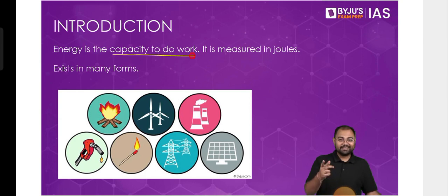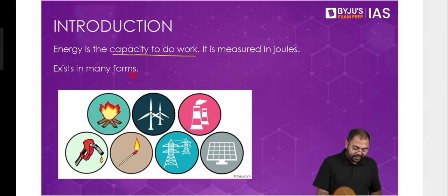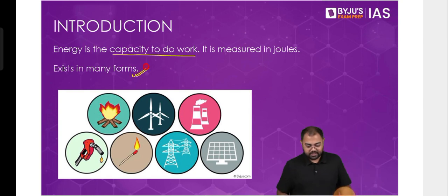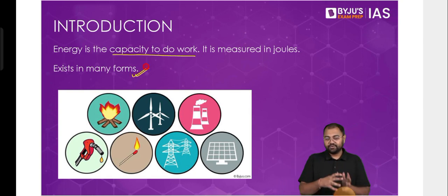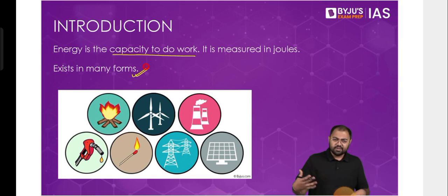So for doing anything, we need that energy, right? We need energy for doing work, and that is how we define this. And we know that this energy exists in various different forms. There can be mechanical energy, where you have kinetic and potential energy. There can be heat energy, light energy, nuclear energy, electrical energy, magnetic energy. There are so many different forms in which energy can exist.